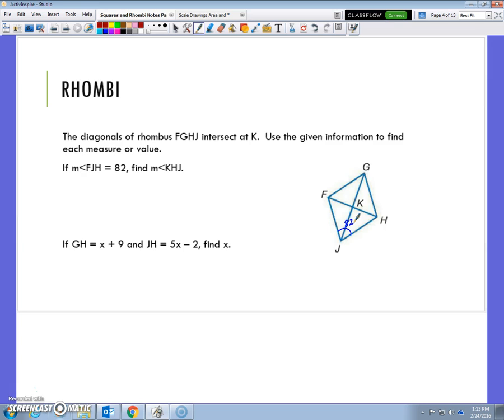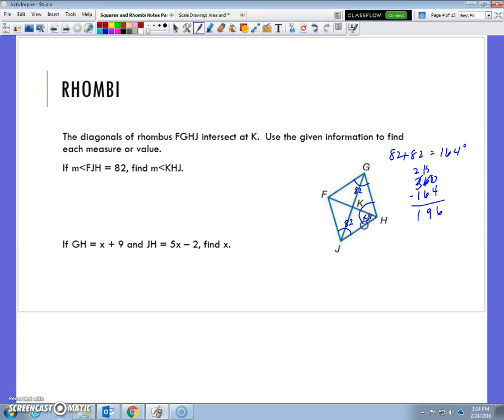Well, the new theorem we just learned, KHJ right here. Okay, so this is what we're looking for. We don't know how big that is. We do know that 82 and 82 are the same on both sides. And if these are both 82 and 82, that is 164 degrees total, leaving 196 degrees for the last two.